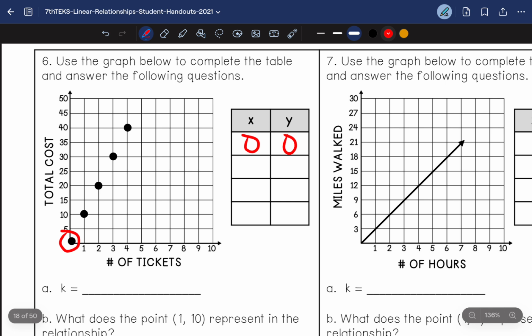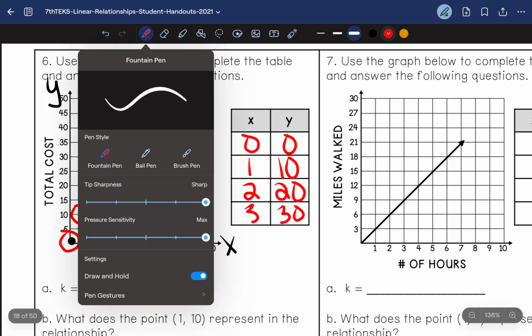Okay, another coordinate I notice is 1 and 10, because remember, you read your x values first. X values are the ones that are left and right, and then y values are the ones that are up and down. Another coordinate I see here is 2 and 20. And then another coordinate I see is 3 and 30. All right, we filled out the table.